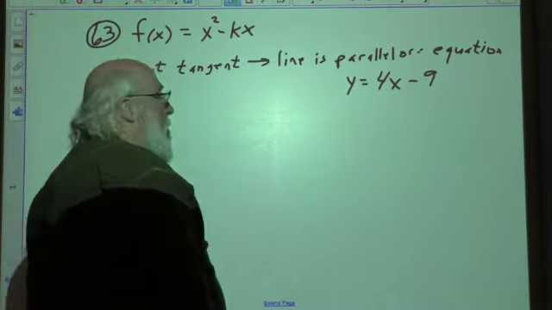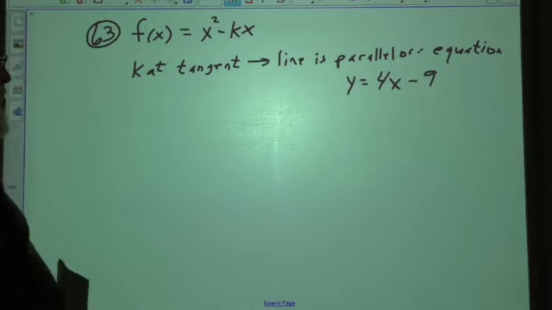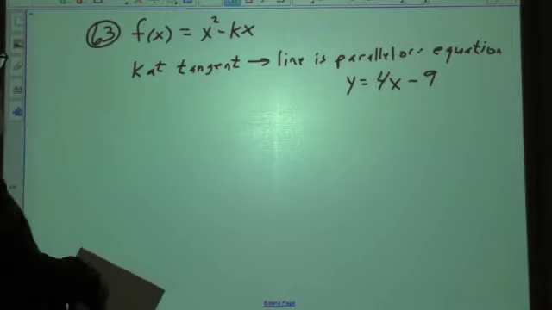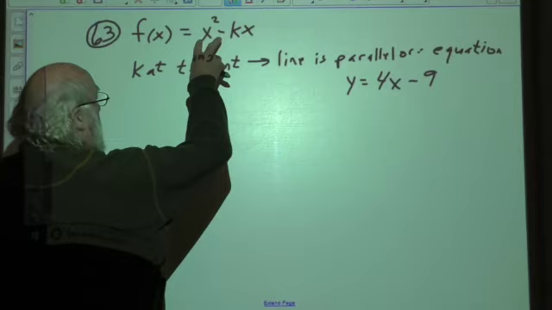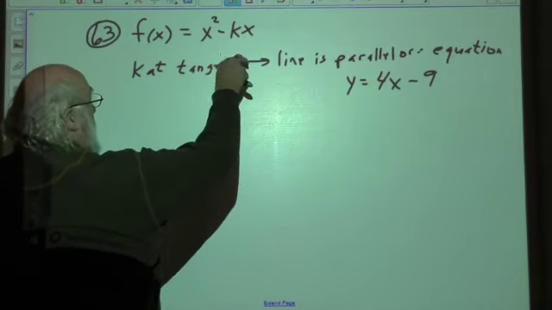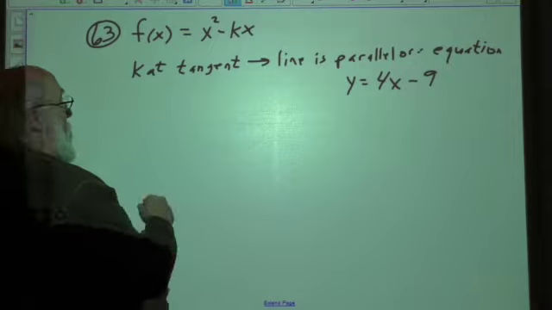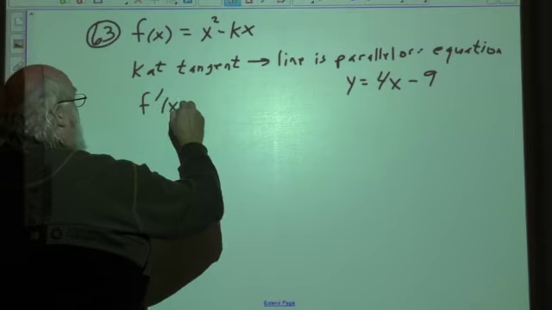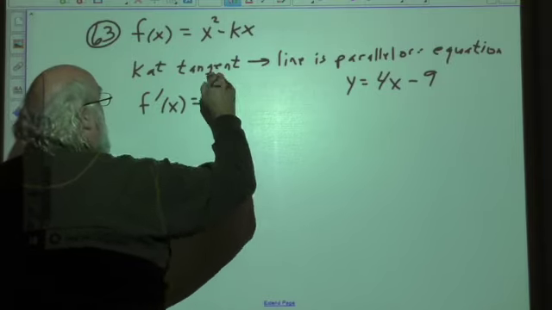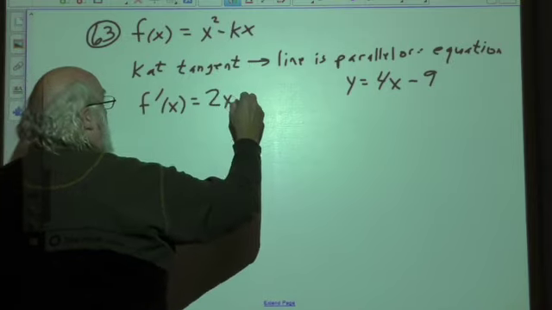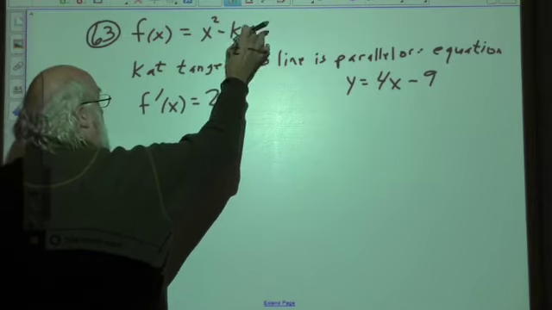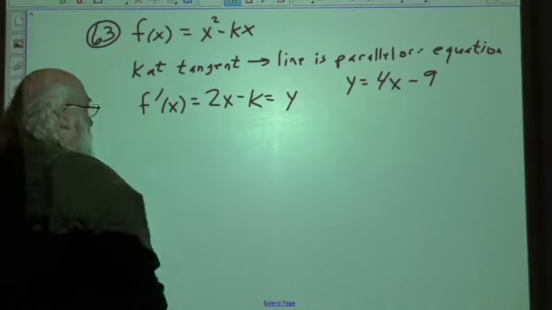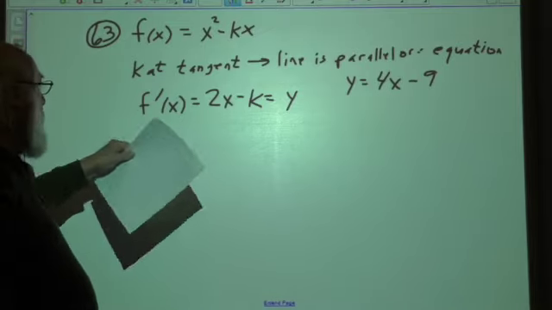I'm not really sure if they're implying that it's going to be equal to or not, but what we do know for sure is that the slope is going to be the same for this as it is the tangent. So we're going to find the derivative of this in terms of k here. So f prime of x is going to equal 2x, and 2 goes down, subtract 1, and k is a constant multiplying x, the derivative of x is 1, it'll be minus k. And that is going to equal y itself as well, because that's what that is telling us right there.